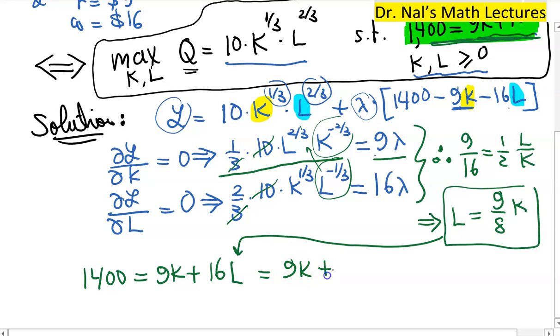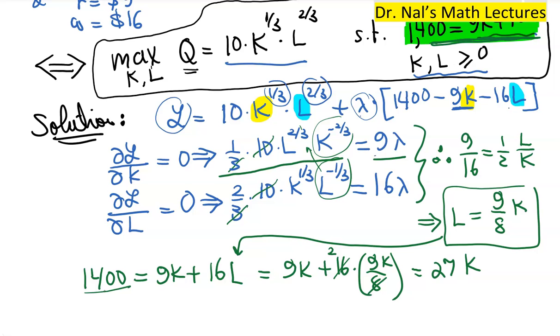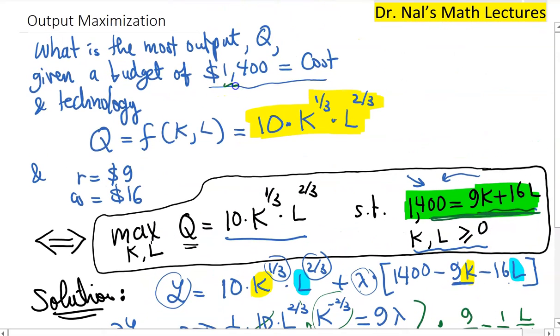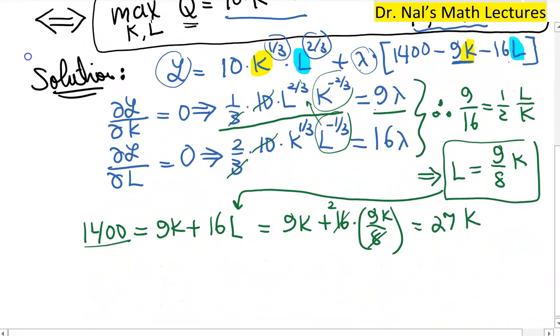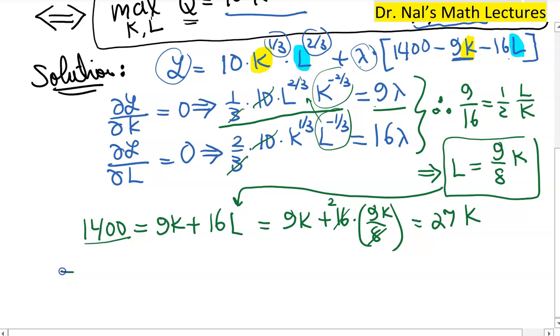9 times k plus 16 times 9k over 8. Right, so substitute that. The 16 and the 8 cancel, there's a 2 there, so that's just 2 times 9 is 18 plus 9 is 27, 27k. So 27k is equal to 1,400. Wait, was the original, oh yes, okay, I changed it. In my original notes, I did it with 4,000. That's okay. So now we change the question, 1,400. So I will divide both sides by 27. So finally, k comes out as 1,400 divided by 27.